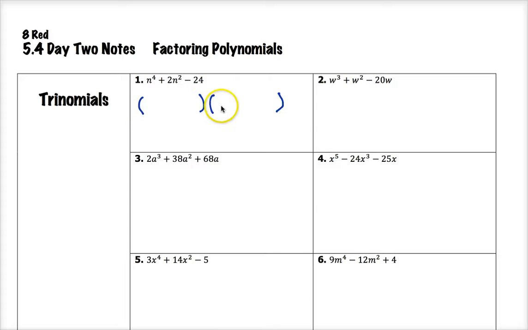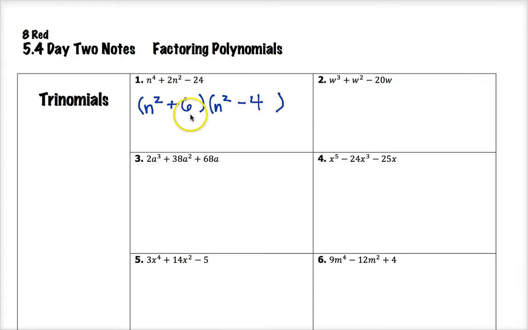You have to think, what times itself will give you n to the fourth? Well, that would be n squared. So n squared is going to go here and here. And then what two numbers would multiply to give you a negative 24, but combine to give you a positive 2? Well, that would be a positive 6 and a negative 4. 6 times negative 4 is negative 24. 6 combined with negative 4 is positive 2. So if we were to FOIL this out, we would get n to the fourth plus our 2n squared in the middle minus 24. So this is how we factor this trinomial.